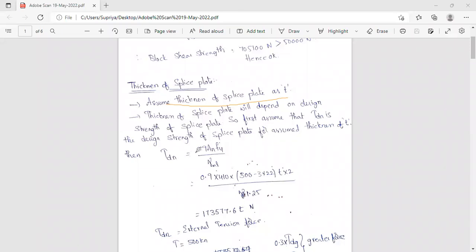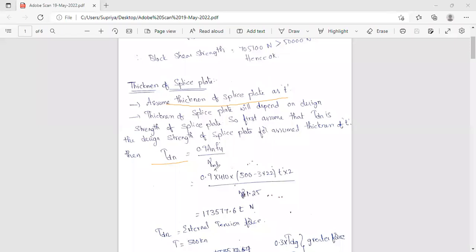TDN is equal to 0.9 An Fu by gamma m1. Here we have to find the thickness, but we don't know the thickness. So we are assuming the load coming onto the splice plate. What load is coming onto the splice plate, that we decide first, and based on that load we decide the thickness of the splice plate. The load coming onto the splice plate is nothing but TDN, equal to 0.9 An Fu by gamma m1.